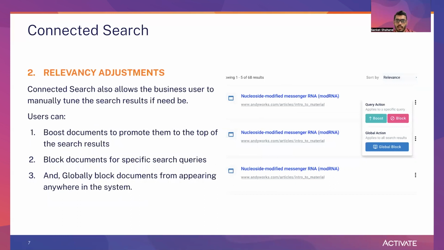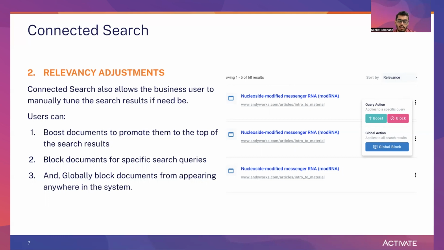Second step is adjusting the relevancy if needed. So Connected Search allows the business users to manually tune the search results if need be, depending on the business-specific use cases. For a given search term, users can boost documents to promote them to the top of the search results. So they are featured documents, or you can highlight them in your search results to grab attention from your users. Then you can also block documents for specific search queries.